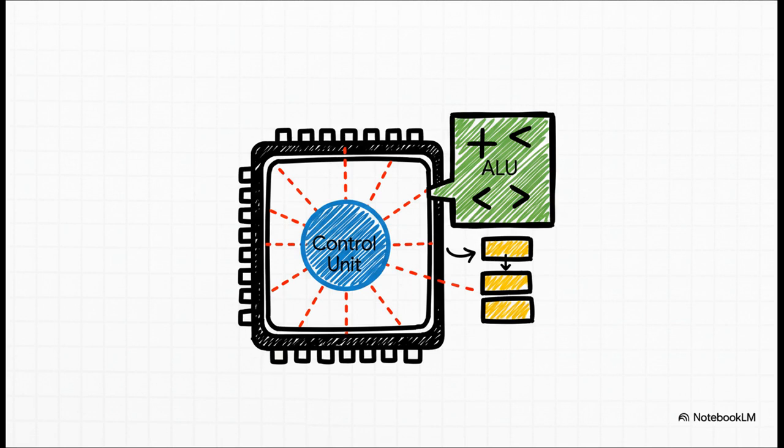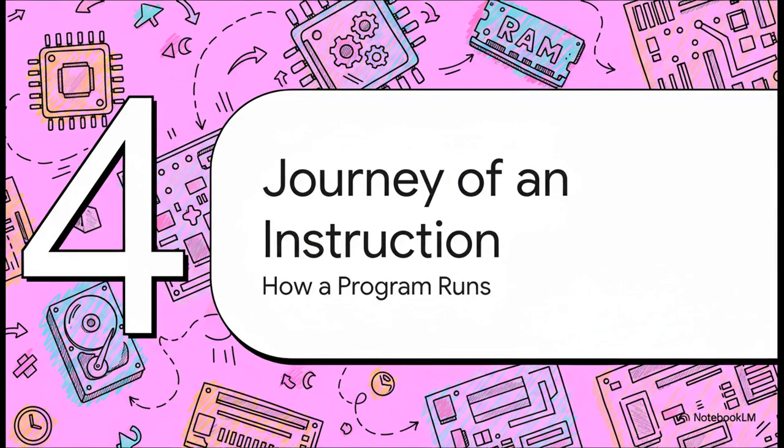Think of these as tiny, ridiculously fast storage spots, like a little workbench right on the CPU chip, for holding whatever the ALU is working on at that exact moment. So we've met all the components, but how do they actually work together to run a program? This is where it all comes together. We're going to follow a single command on its journey through the system, from memory all the way to execution.